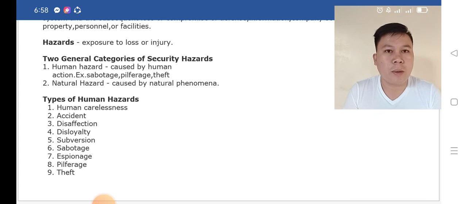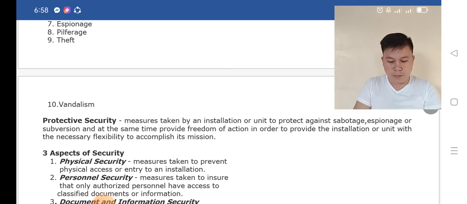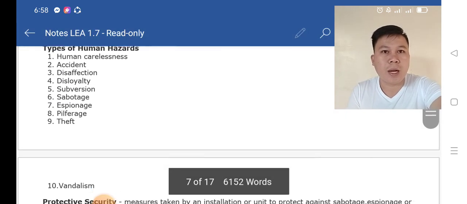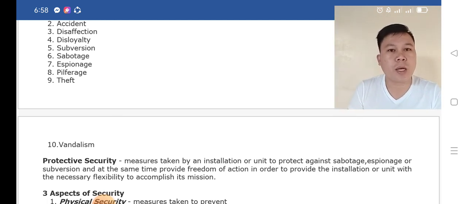So, types of human hazard, meron tayong human carelessness, diba? Dahil sa tao. Accident, disaffection, disloyalty, subversion, sabotage, espionage, pilferage, and theft. Okay, and vandalism also is kind of human hazard, diba? So, protective security, measures taken by an installation or unit to protect against sabotage.